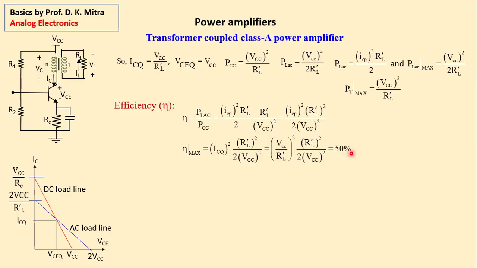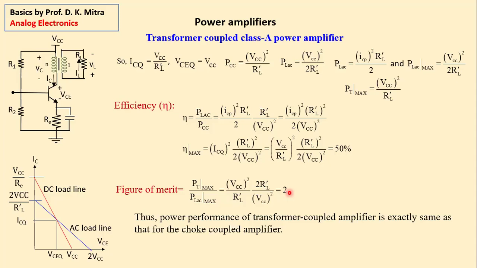So maximum efficiency is 50%. It is same as the choke coupled amplifier. So maximum efficiency of choke coupled amplifier and transformer coupled power amplifier is same. Figure of merit also: maximum power dissipated in the transistor is VCC square by RL, and maximum power delivered to the load is this, also 2. Now this figure and this figure are the same as the choke coupled amplifier. Thus, power performance of transformer coupled amplifier is exactly the same as that of the choke. Then why do we need two different types of amplifier?